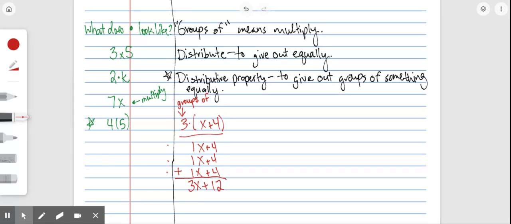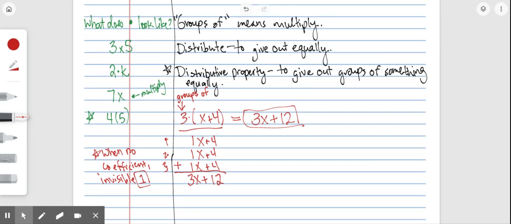Okay, so another thing that we need to remember is when there's no coefficient, which is the number that goes with the variable, there's an invisible one. Okay. So 3 groups of x plus 4 is the same as, or is equivalent to, 3x plus 12. Okay. Notice how I did that. I wrote 3 groups of it, 1, 2, 3, and then I added them together to get the total. Okay. So let's try another example.